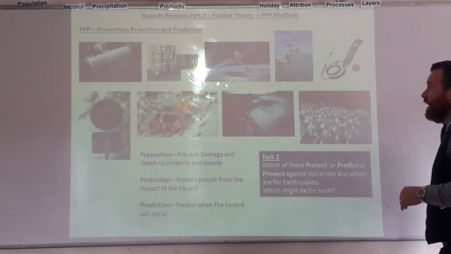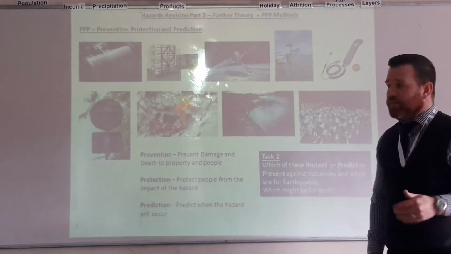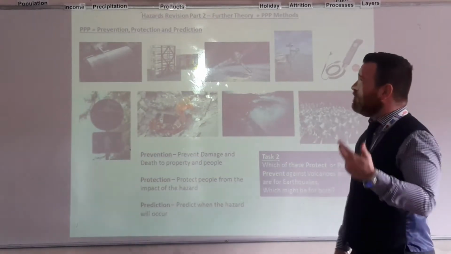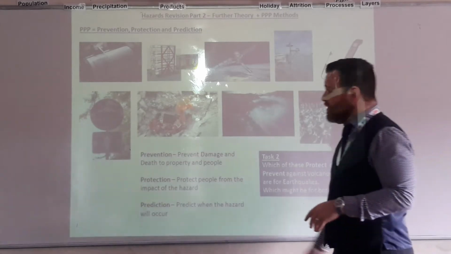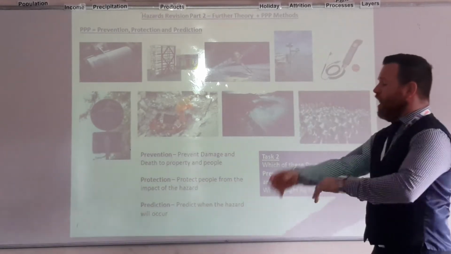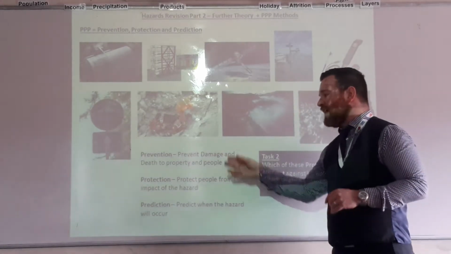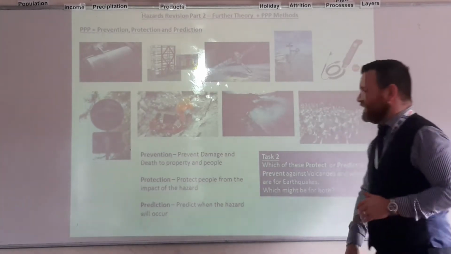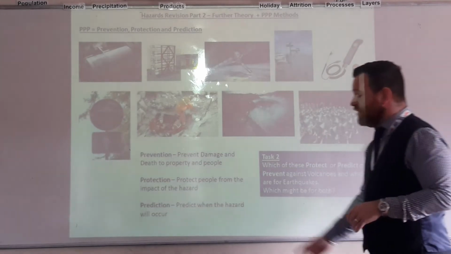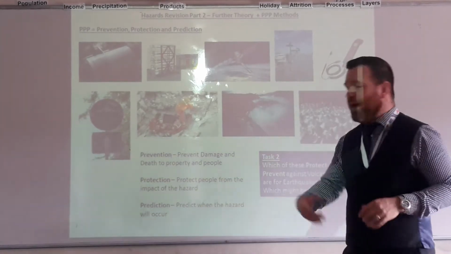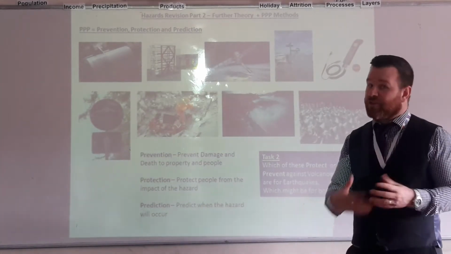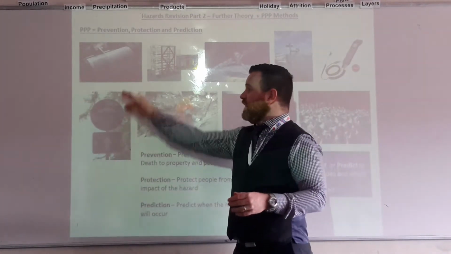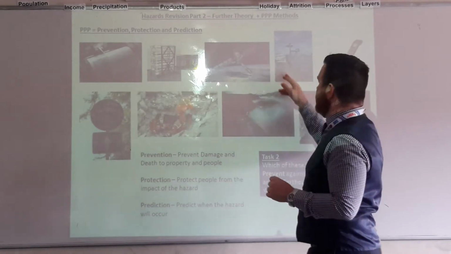Okay, so here is another GCSE revision video, this time focusing on natural hazards, prevention, protection and prediction methods. Okay, 3 key definitions, hopefully you can see them here. Prevention is about preventing damage and death to property and people, very, very similar really to protection, which is about protecting people from the impact of the hazard. Prediction though is obviously aiming to predict when the hazard will occur, and that's easier for some of our hazards than others.